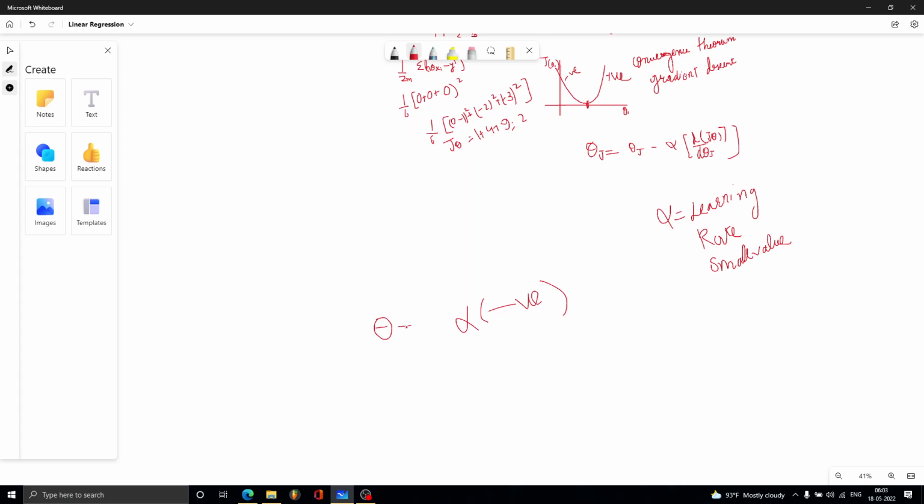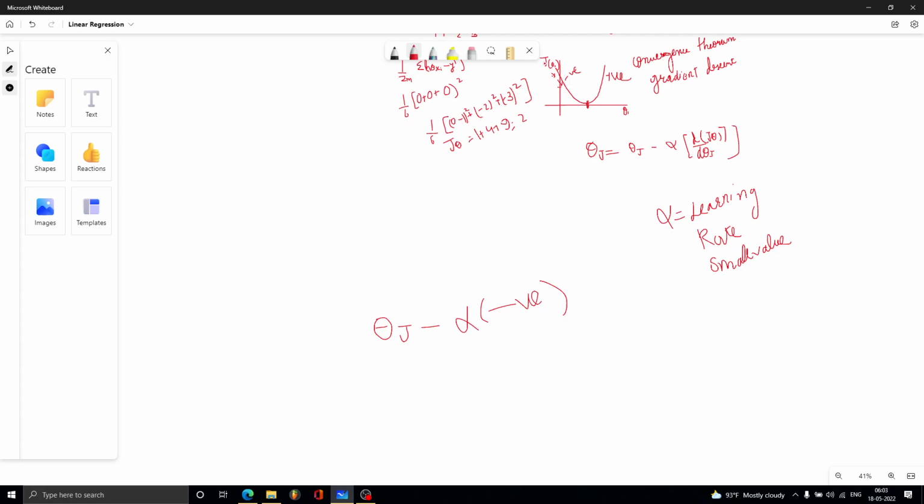We have theta of j minus alpha times the slope. Obviously this theta 1 value is going to be nothing but this value, and negative times negative is positive. So whenever the slope is negative, we are going this way, and we are always going to move towards this way. So basically we are going to move like this.